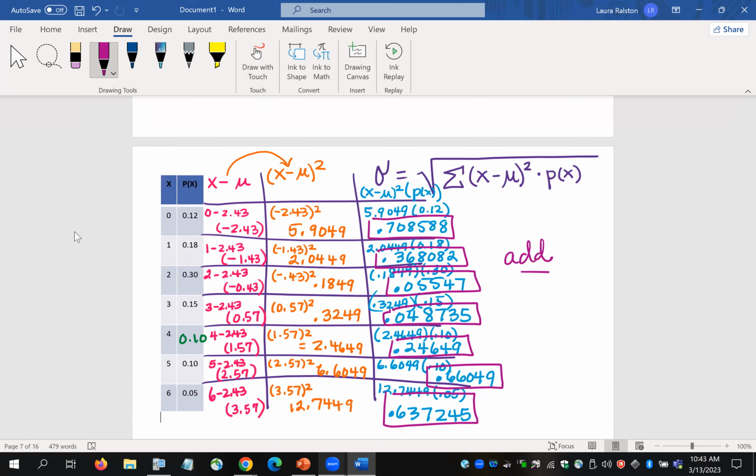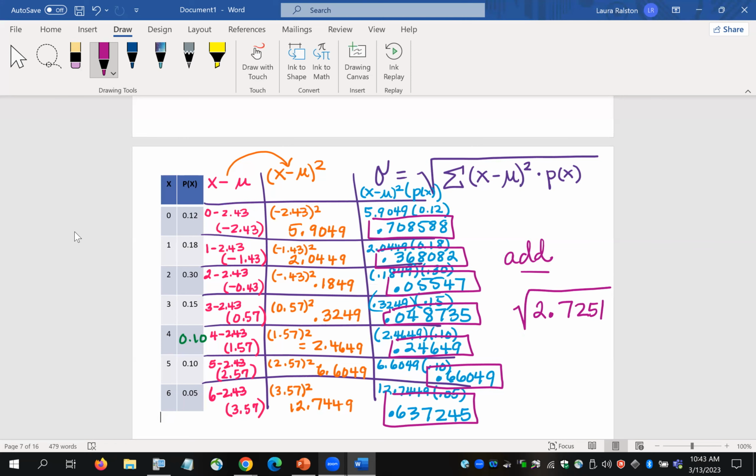All right, so I have 0.708588 plus 0.368082 plus 0.05547 plus 0.048735 plus 0.24649 plus 0.66049 plus 0.637245, and I add them up. And when I get them added up, I have 2.7251, and that is the value that's under the square root.